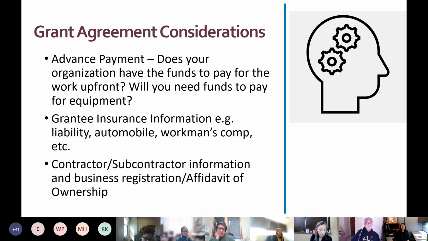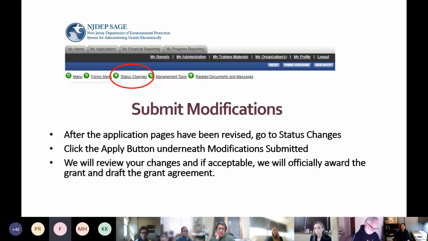So if you need advance payments, you should email your DEP grant manager, and you can also CC me. And then once you revise your application pages, you will send it back by going to status changes and clicking the Apply button underneath Modification Submitted. We will then review your changes, and if acceptable, we will officially award the grant and draft the grant agreement.